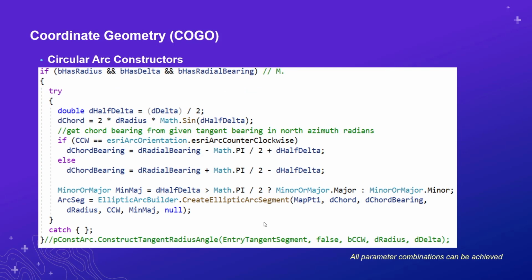And here's another example. In this case, we're looking at the radial bearing and getting a radial bearing converted into a chord bearing. And so all of these different parameter combinations are available in the construct from file sample, which I will also be demonstrating later, and that you will have access to through the download.